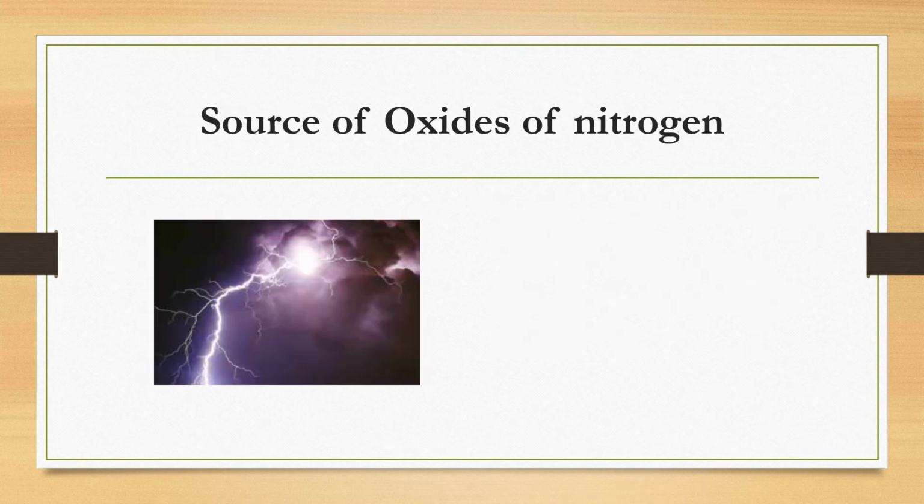The picture shows a natural source of oxides of nitrogen. Can you identify this source? The temperature near a lightning bolt is usually very high. This causes oxygen and nitrogen from air to combine and form oxides of nitrogen.